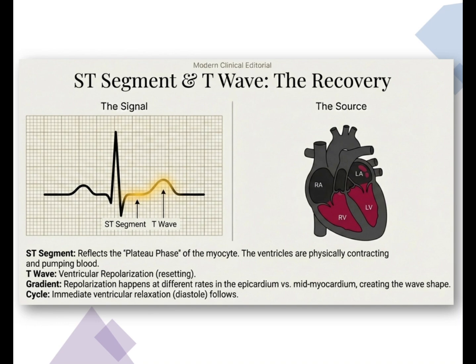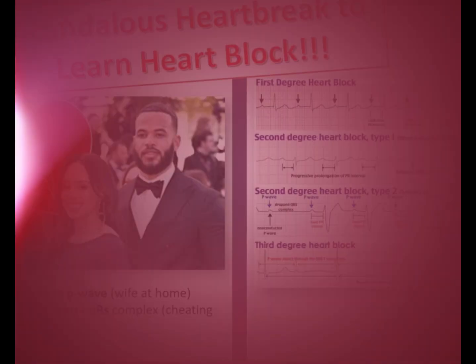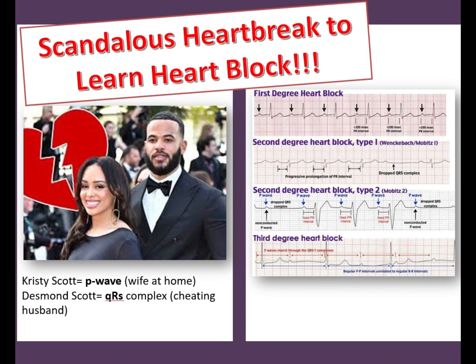And now on to the fun part, where we include the Scotts. All right, now for the fun part, where we get to tie in everything we've learned with the Scott drama. And so right here, we're going to have the P waves. The P waves are going to be represented by Christy Scott. And then we're going to have Desmond representing the QRS complexes.